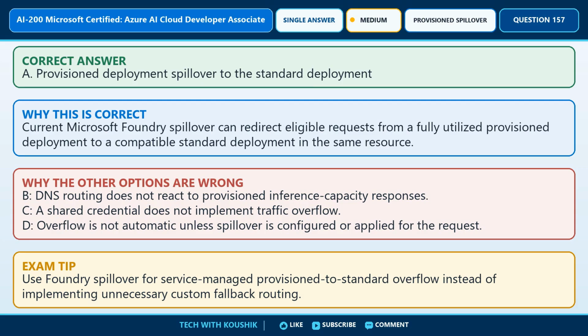Here is the reasoning that confirms the answer. Current Microsoft Foundry spillover can redirect eligible requests from a fully utilized provision deployment to a compatible standard deployment in the same resource. The incorrect choices are plausible, but unsuitable because B, DNS routing does not react to provisioned inference capacity responses. C, a shared credential does not implement traffic overflow. D, overflow is not automatic unless spillover is configured or applied for the request. Remember this decision rule. Use Foundry spillover for service-managed provision to standard overflow instead of implementing unnecessary custom fallback routing.